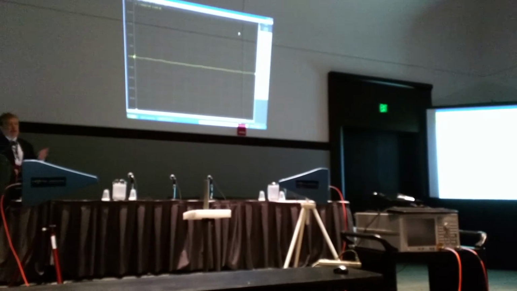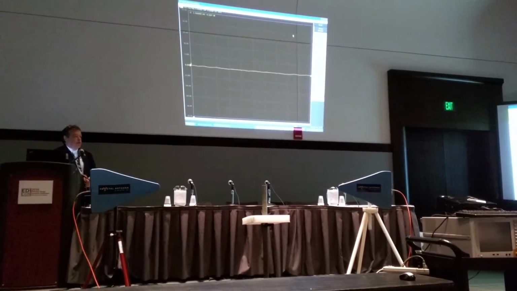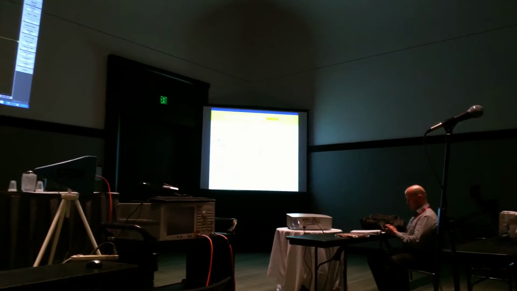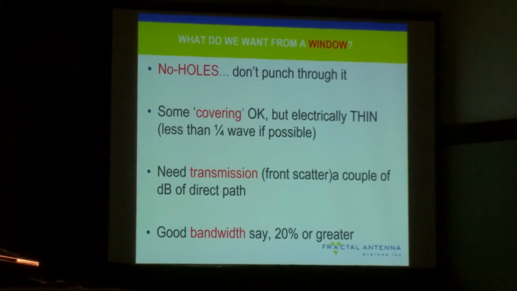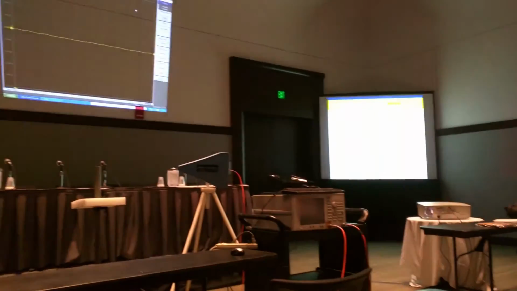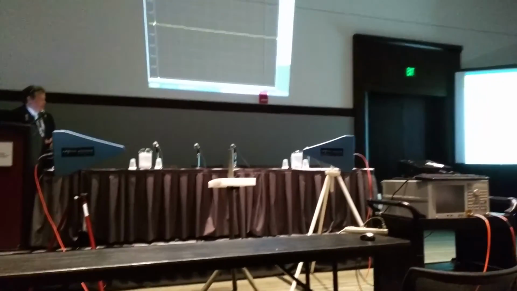All right, so the question becomes, we want to make this a reasonable window. First of all, we want to make sure there's no hole in the wall. That's cheating. We're not going to do that. And at the end of this demo, we will positively demonstrate to you that there is a wall in front of the cloak, so don't worry about that. We're going to put some covering over the wall, but we want it to be electrically thin. If it's electrically thick, what good does that do us? Certainly at RF, it's not going to be practical to work with that kind of system.